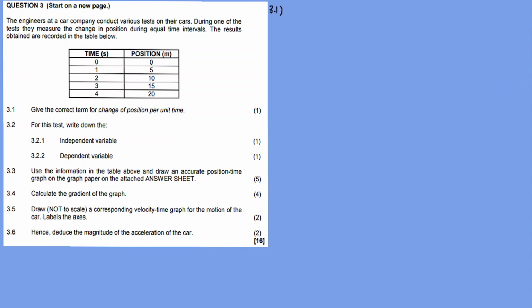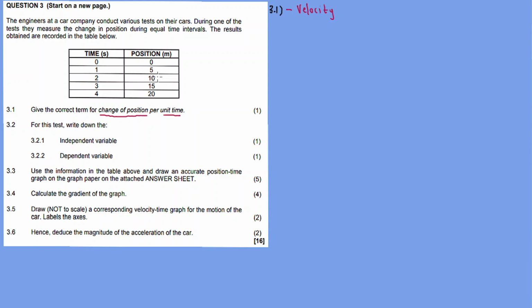Now 3.1: give the correct term for change of position per unit time. Change of position per unit time sounds familiar, right? Velocity. For speed, it's the change in distance per unit time. So learn to differentiate between the two.